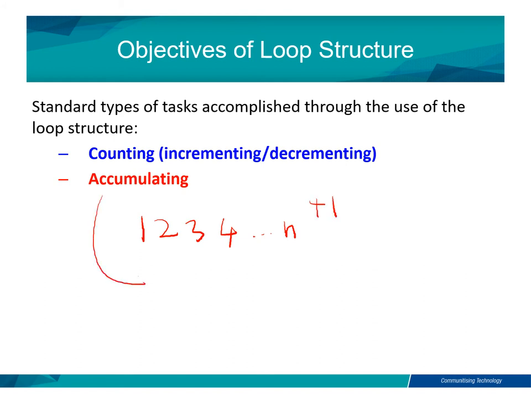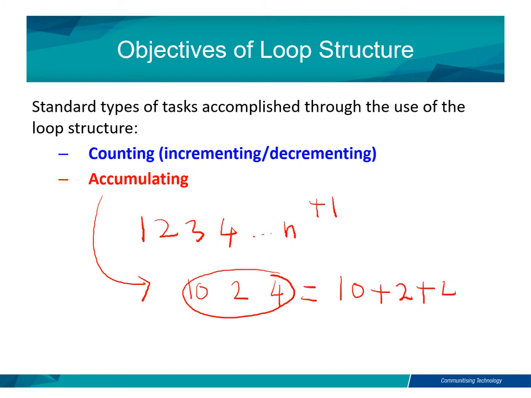For accumulating, for example, we have a total of numbers. Let's say we are going to enter number 10, number 2, number 4, and for the loops here, we are going to calculate the total of the 3 numbers, which is equal to 10 plus 2 plus 4, where we have the first loop, the second loop, and the third loop.